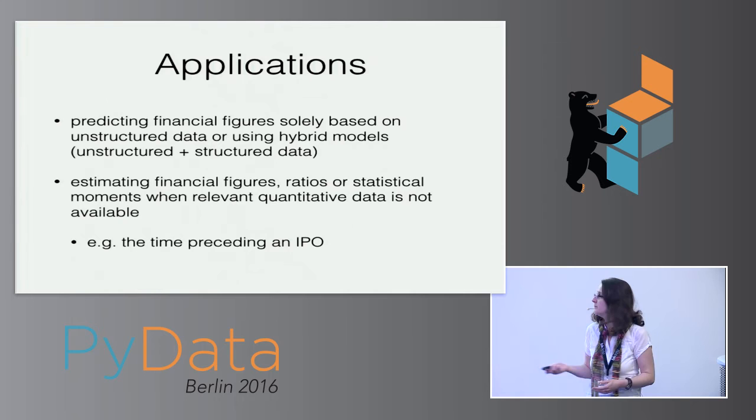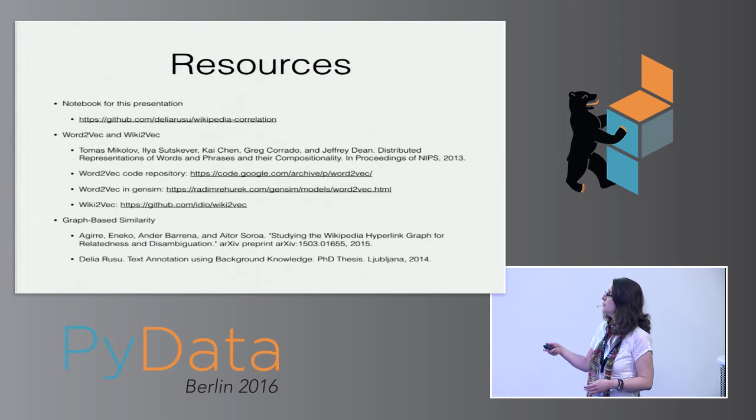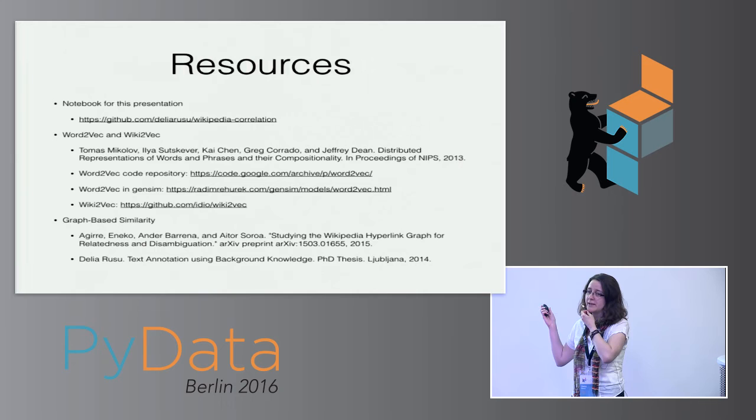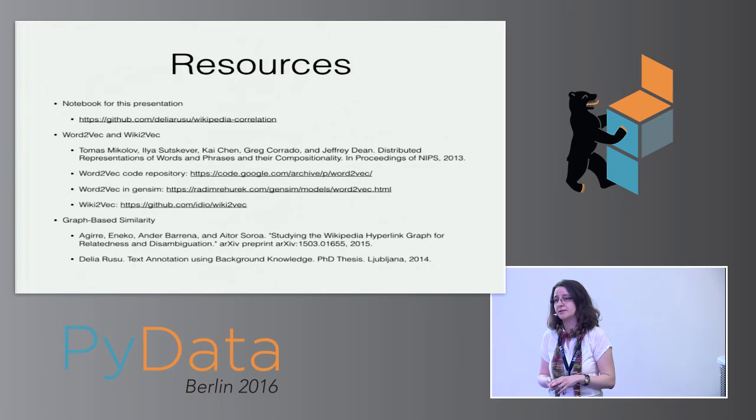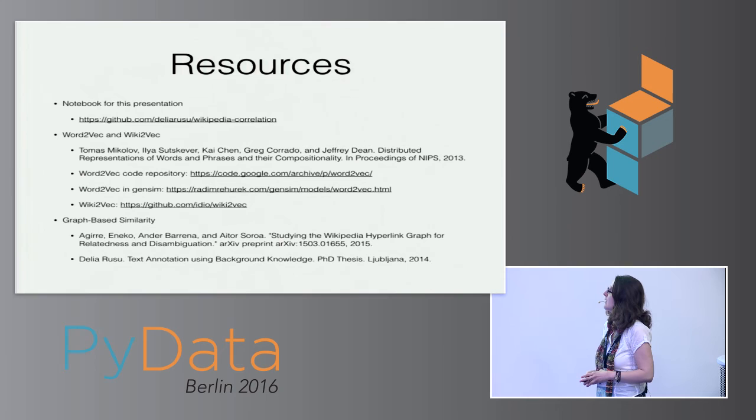Here are the resources that I've used. There's a notebook that's accompanying this presentation. You're also going to find there a similar analysis that I've done on the FTSE data set, and the presentation that I did in London at PyData. Then there are all the word2vec and wiki2vec resources that I've used, and related papers on graph-based similarity. Good, so thank you. And if you have any questions.